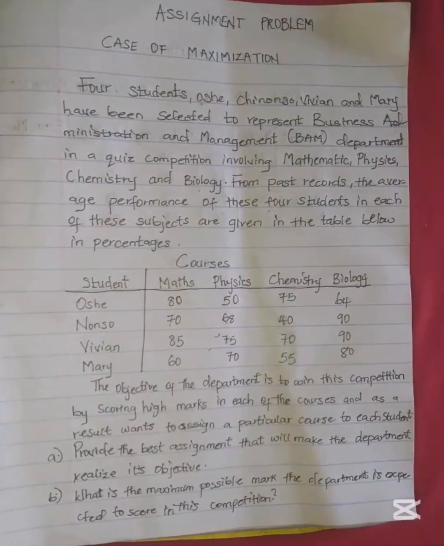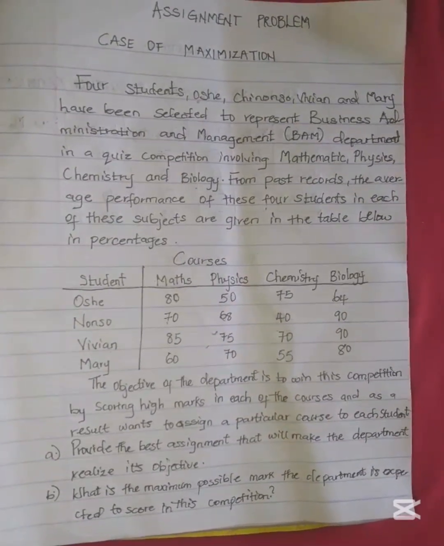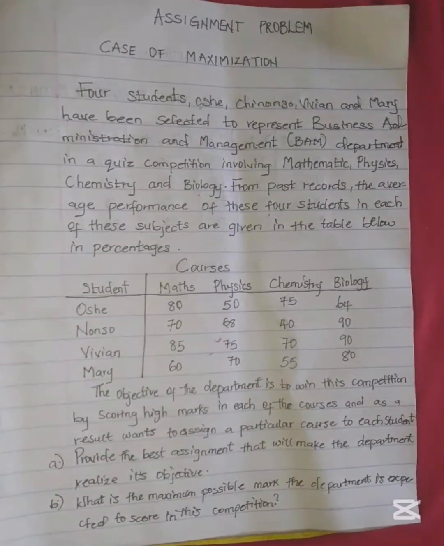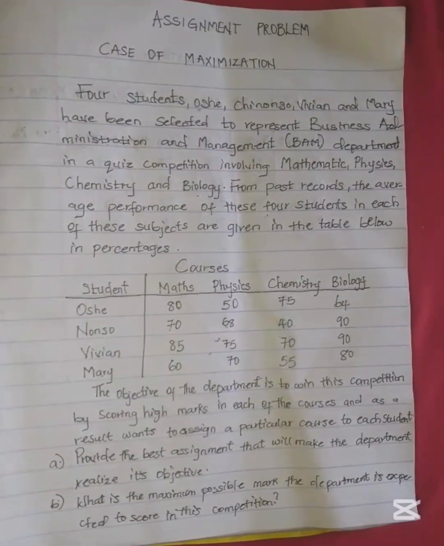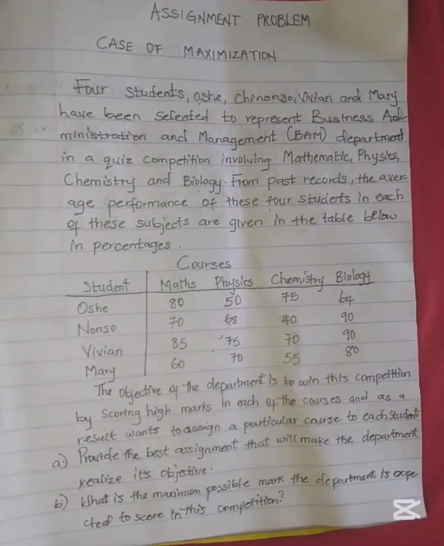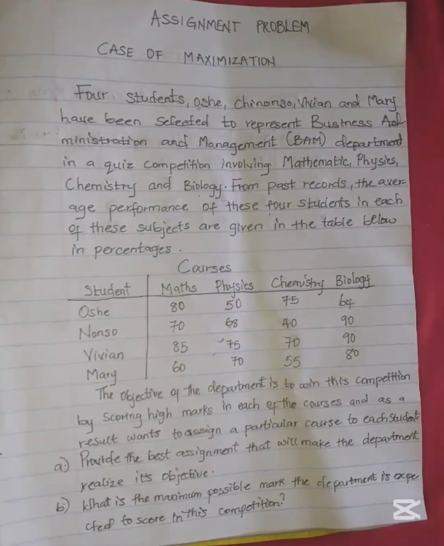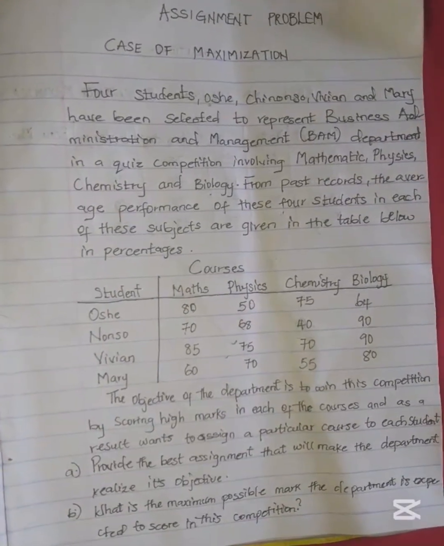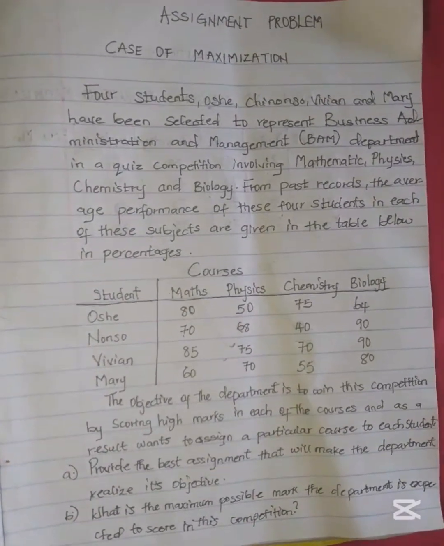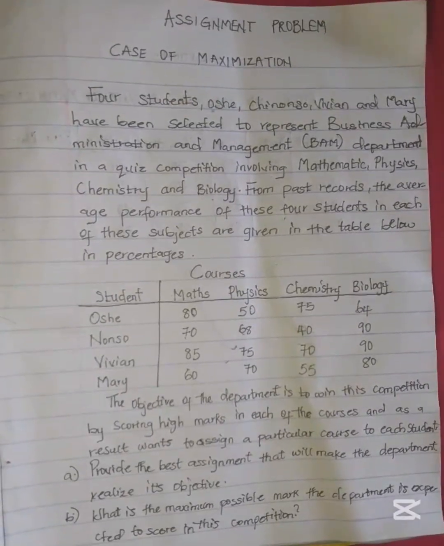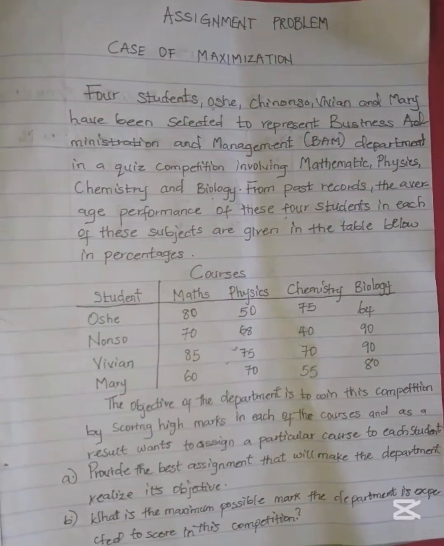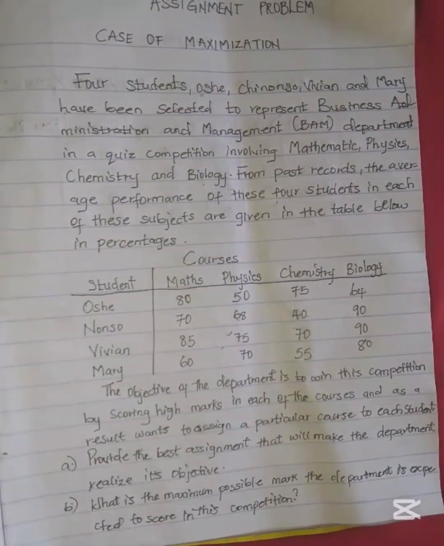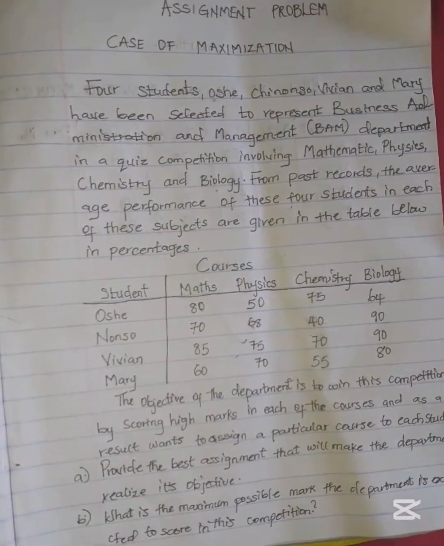A. Provide the best assignment that will help the department realize its objective. B. What is the maximum possible mark the department is expected to score in this competition? So we are going to use the case of maximization to assign each student to a particular subject. So stay tuned as I put you through how to solve this case of maximization.